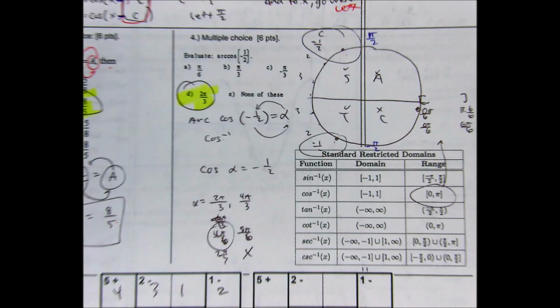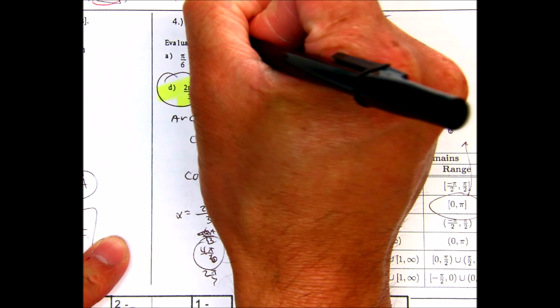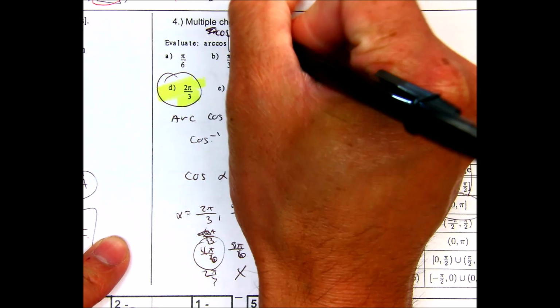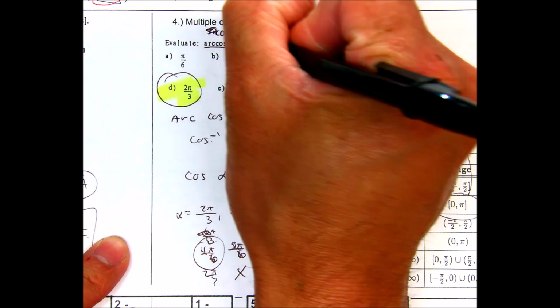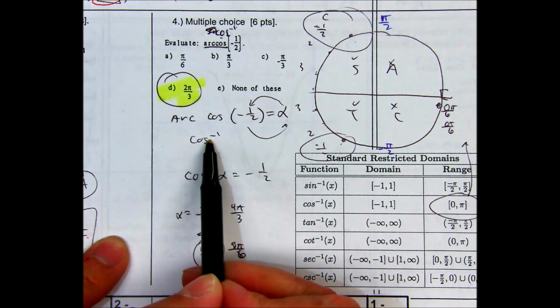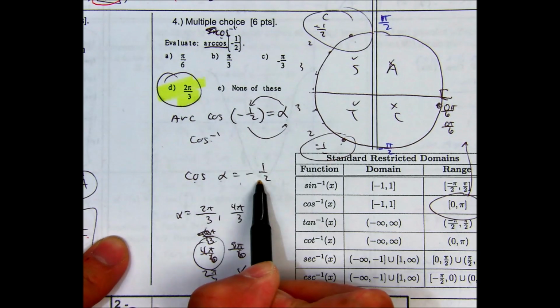Question number 4, evaluate arc cosine of negative 1/2. Remember, arc cosine is the same thing as writing the inverse of cosine. Those are the same, arc cosine and the inverse of cosine. So we're going to switch those. And I have cosine of an angle equals negative 1/2.